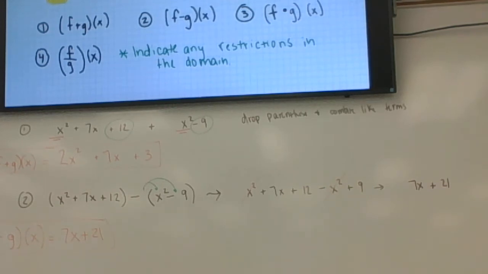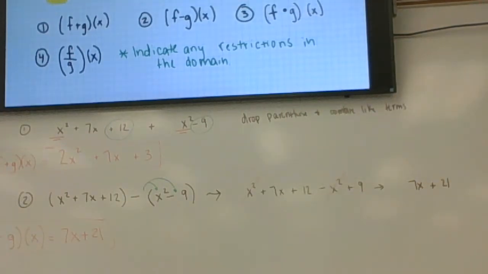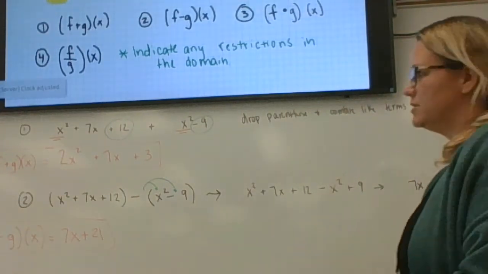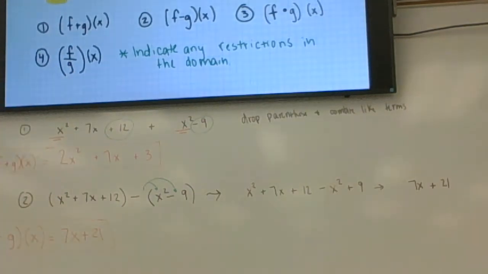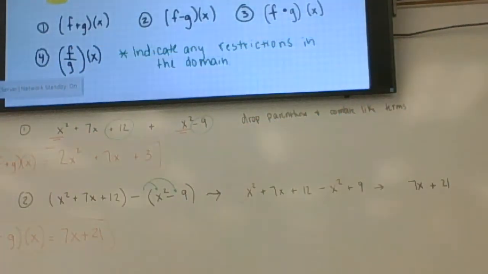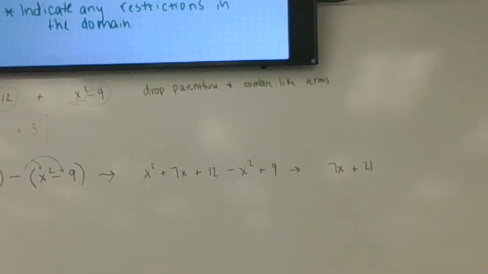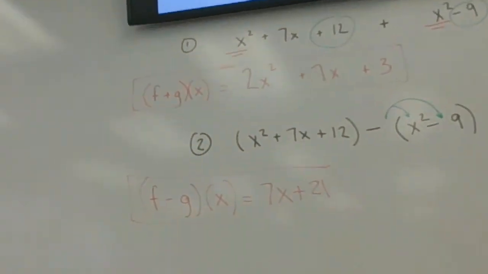And you guys practiced multiplying polynomials when you did those cube problems. You had to do the length times the width times the height. So for number 3, we'll multiply f and g, and then number 4 will divide f and g. Operations with functions.